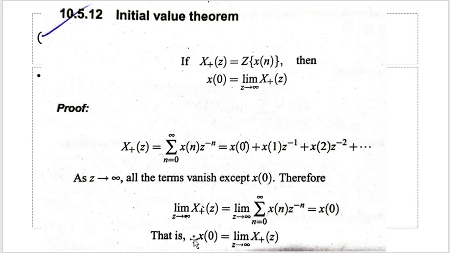Therefore, the initial value theorem that we saw is: x of 0 is equal to the limit as z tends to infinite of x plus of z. I hope it is clear to you.